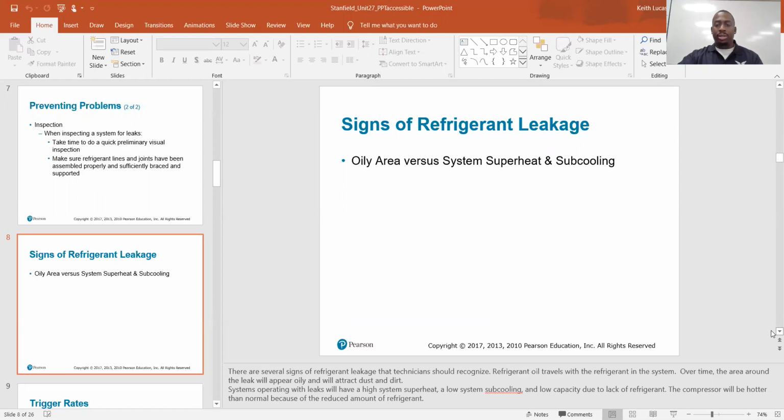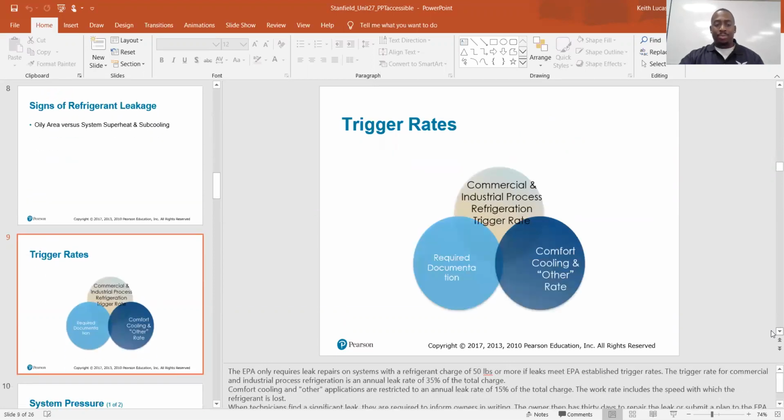So those are clear indicators right there. High superheat, low subcool, could be leaks. There are other things that could make that happen that will make your system appear to be leaking when in fact it's something else, like a dirty filter or something like that. But those oil spots are also a dead giveaway.